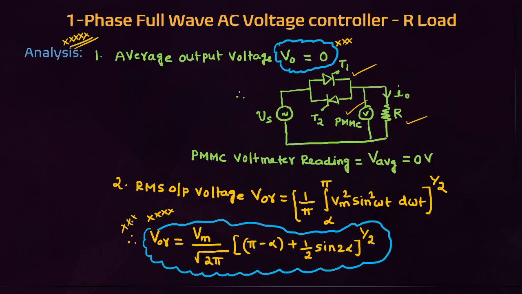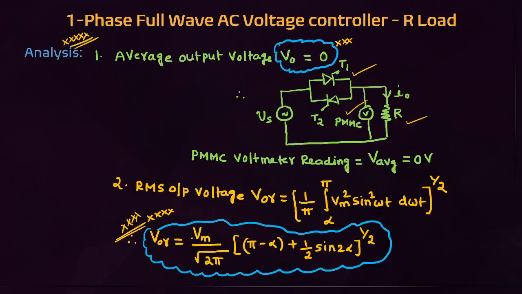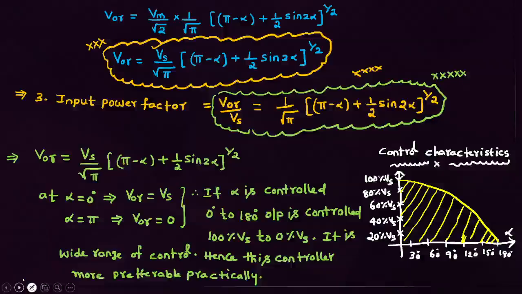This is very important. What is the RMS output voltage of the full wave AC voltage controller? The RMS output voltage is Vm by root 2 pi into, pi minus alpha plus 1 by 2 sin 2 alpha, whole to the power of 1 by 2. This is the RMS output voltage in terms of Vs, and this is the RMS output voltage in terms of Vm square. Then what is the input power factor? A direct formula can also be expected. Input power factor equals 1 by root pi into, pi minus alpha plus 1 by 2 sin 2 alpha, whole to the power of 1 by 2.